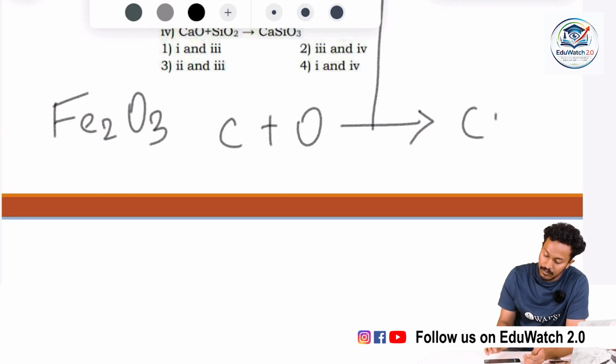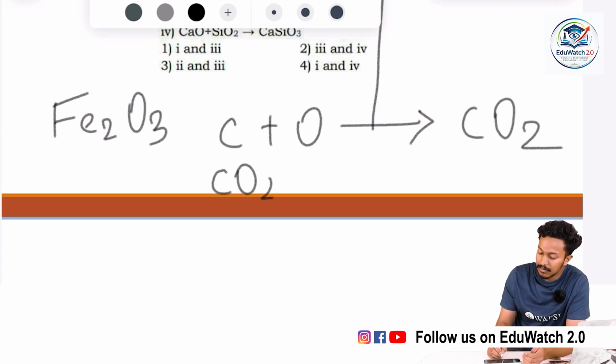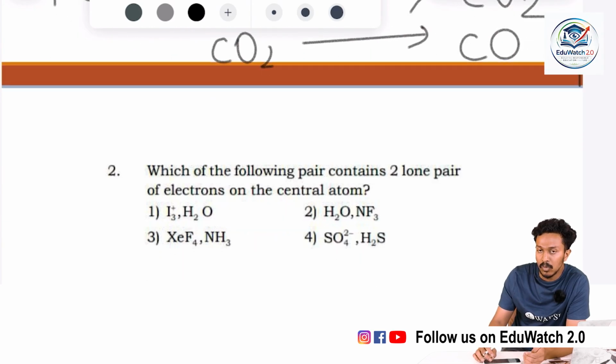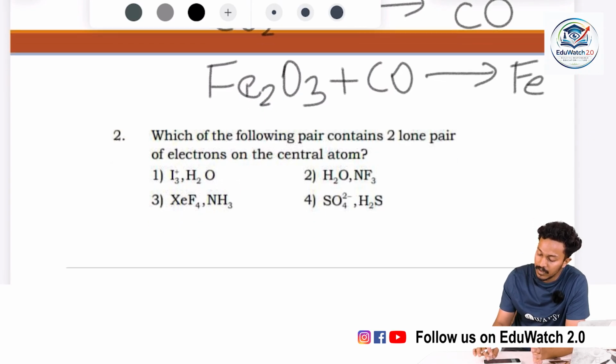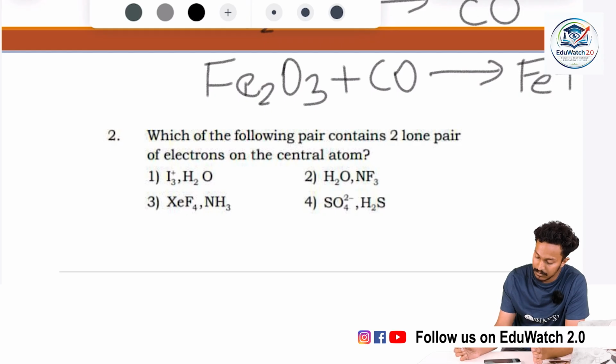For the first reaction, we burn coke in excess oxygen to form carbon dioxide. This carbon dioxide is again reduced to carbon monoxide. This carbon monoxide is used to reduce the ferric oxide to iron. That is the reaction we are going to discuss here. Fe2O3, on treating with carbon monoxide, gives Fe along with CO2.